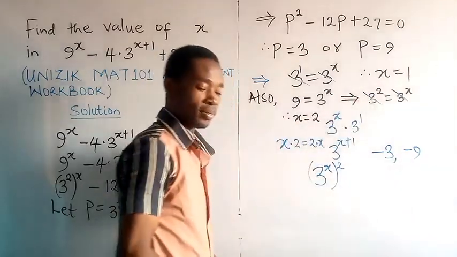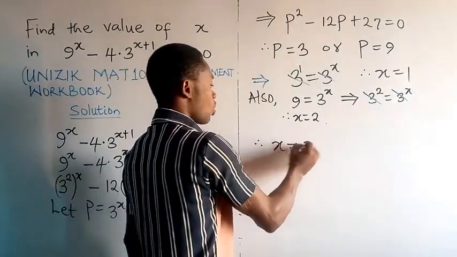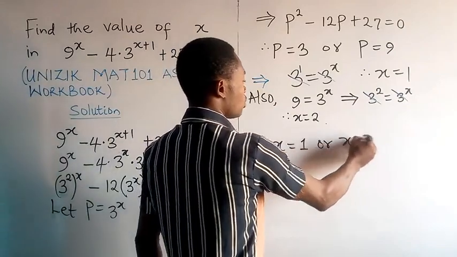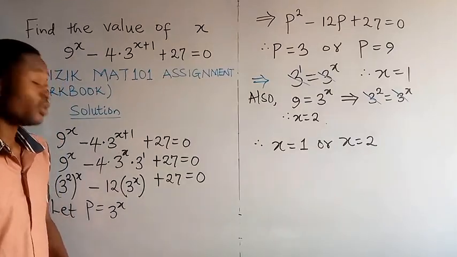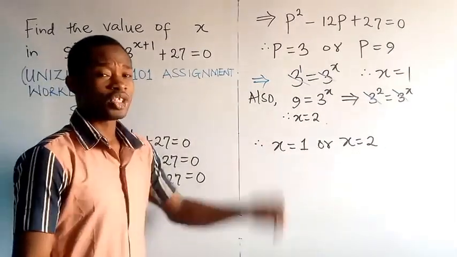What is on top here? Conclusion, x is equal to 1 or x is equal to 2. So that is how simple you solve this problem. I hope you enjoyed it, right?